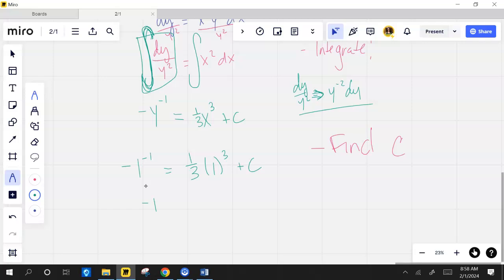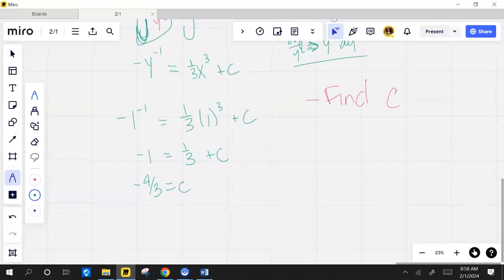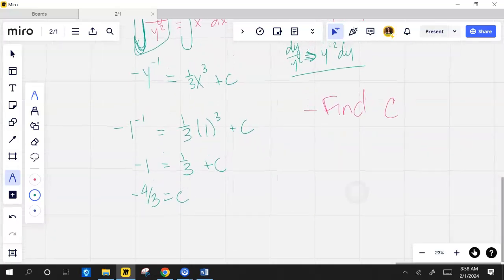Yep, so negative 1. So I'm going to make it a fraction whenever I say negative 4/3 equals c. Because that's my constant of integration. Whenever you take a derivative, right? If you have a constant on the end, what's the derivative of a constant? 0. So there could be any random constant.